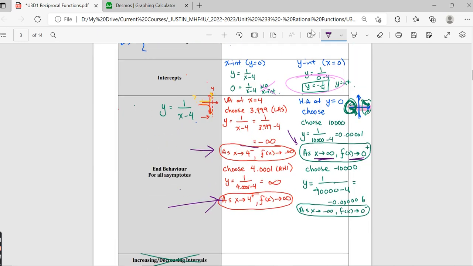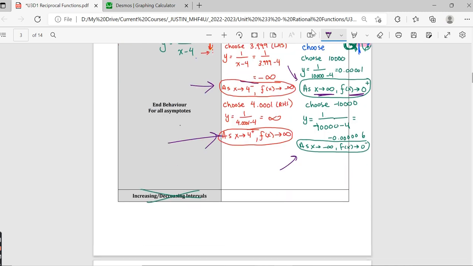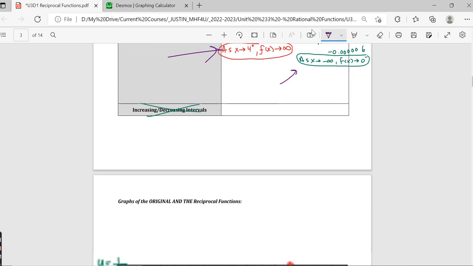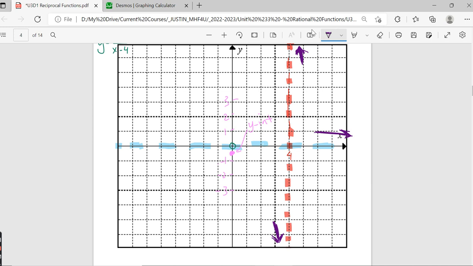Now over here, last one, as x approaches negative infinity, x becomes a very small number, and f(x) approaches 0 from underneath. So as x becomes very small, f(x) will approach from underneath. Now that we have all the arrows, we have the asymptotes, we have the y-intercept, I can sketch my reciprocal. I know that it's going to be underneath, so it's going to head this way, it's going to cross at the y-intercept and head down.